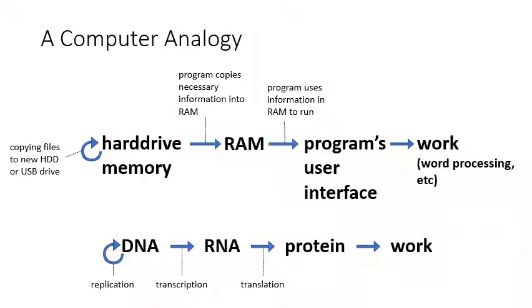I also have an analogy to computers. You have information stored in DNA. In a computer, you have your information stored on the hard drive. So the hard drive would be like DNA. Then if you were going to work with that information, you can't just use it directly from the hard drive. You actually have to copy it into the RAM, which is like the working memory of the computer. So the RAM would actually correspond to RNA in a cell.